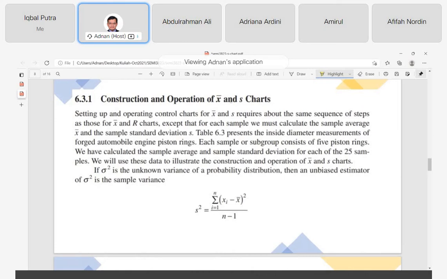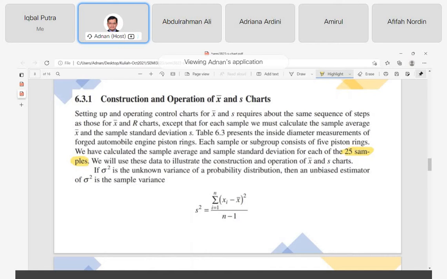Okay, so as usual, what we do is we take 25 samples, which is actually the g, the g. In the book we call it sample. So we have calculated the sample average and sample standard deviation for 25 samples.